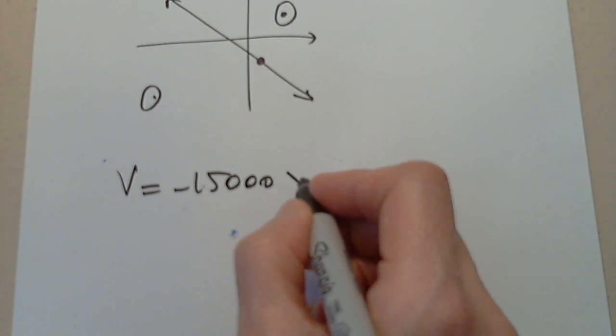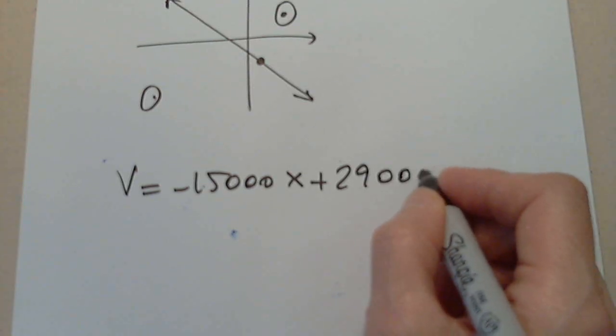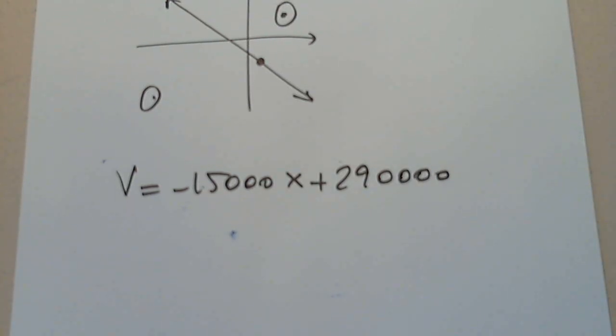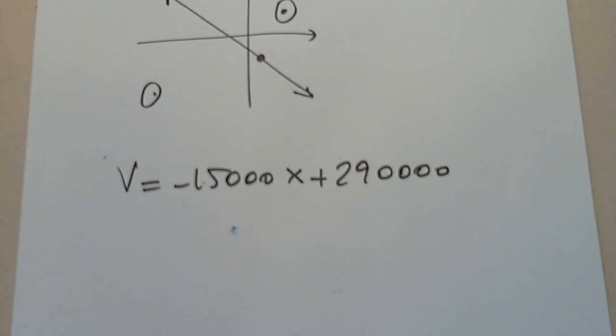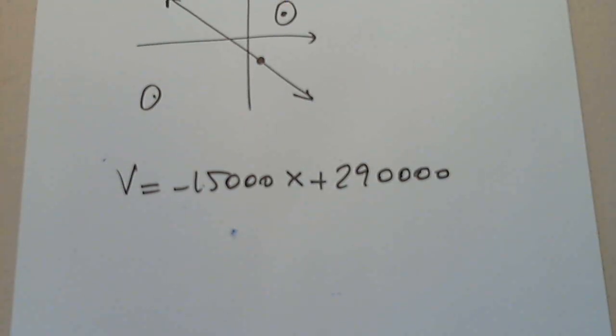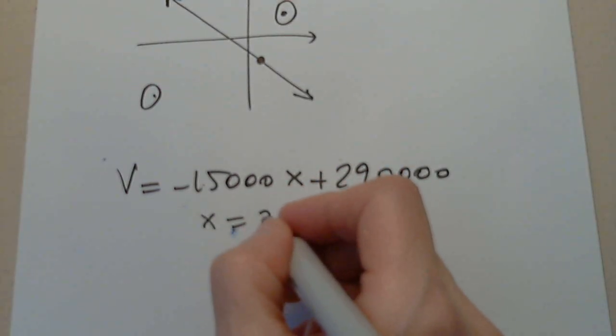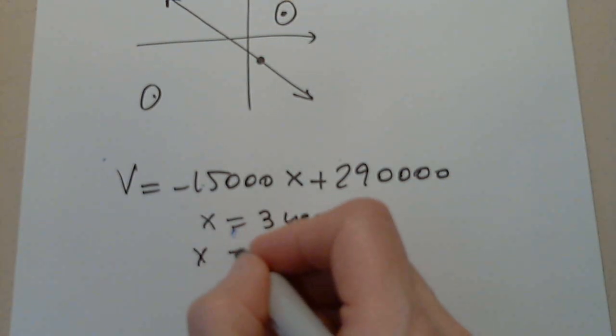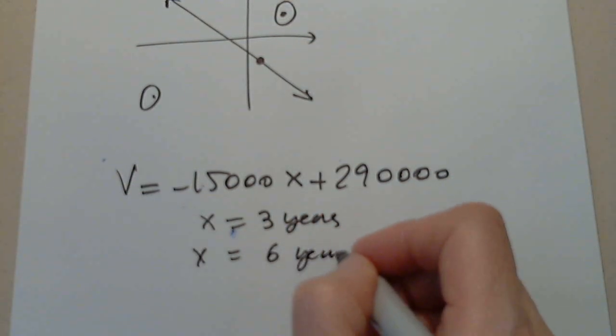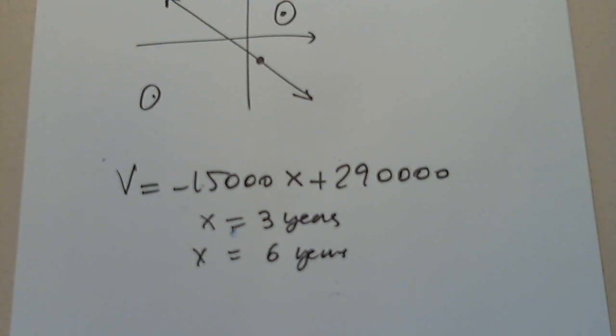Negative 15,000x plus 290,000. Okay, I just want you to understand what's happening here. So we are told, in other words, x is the number of years. So find the value when x is 3 years. Find the value when x is 6. And then after how many years the book value will be this, and so on and so forth. We're going to get to that in a minute.